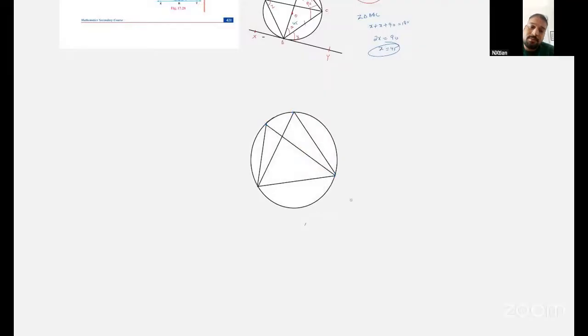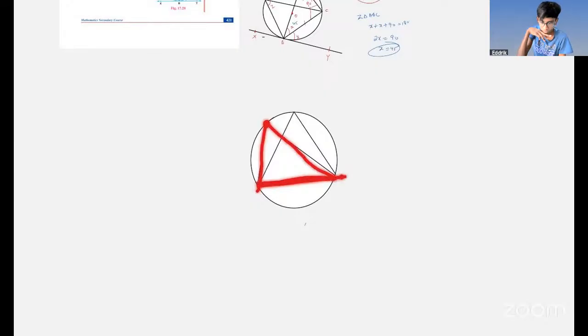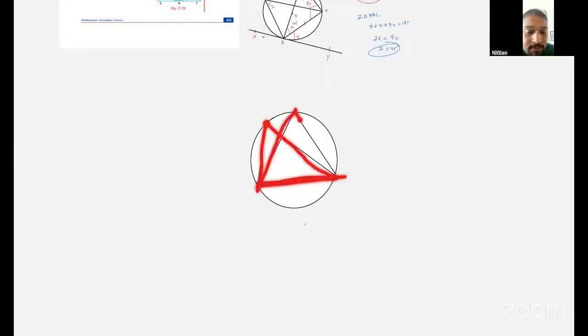Okay, now listen everyone. See, this is the chord. It makes this angle on the circumference, this one. And the same chord makes the angle on the circumference. So it means that these both angles will be equal.